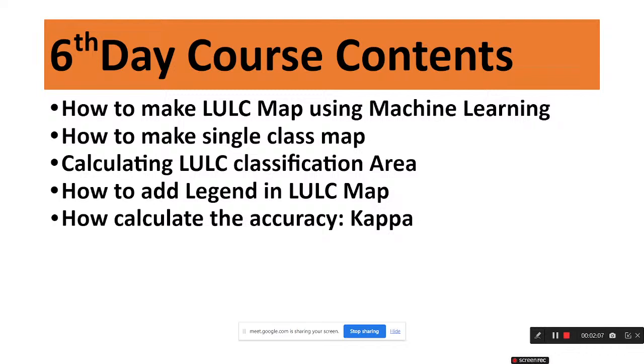Then how we can easily calculate the land use land cover classification area for the different classes: how much vegetation, how much barren land, how much water body, how much build-up area is available for your region. We'll also discuss adding a land use land cover classification legend to your map, and calculating the accuracy assessment of your classification map using the kappa. So all of these things we will try to complete. So let's go.